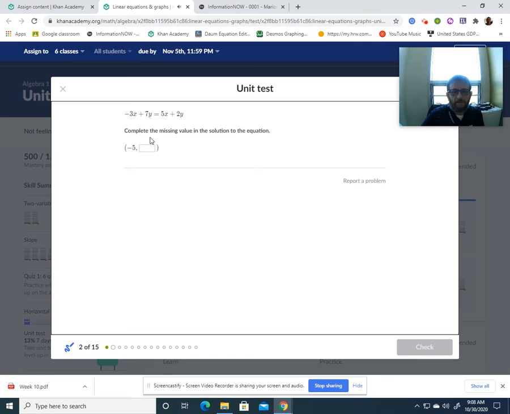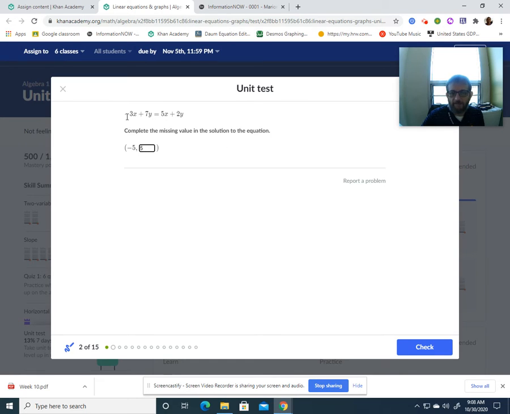All right. Complete the missing value. They told me x is negative 5. So that's 15, that's negative 25. If you subtract that off, you're going to get 5y equals, and again, that's negative 25, that's positive 15, so it's going to be negative 40. And then you're going to take negative 40 divided by 8. And I think it's 5. But I'm going to double check by plugging them in. So that's 15 and 35. 15 plus 35 gives me 50.